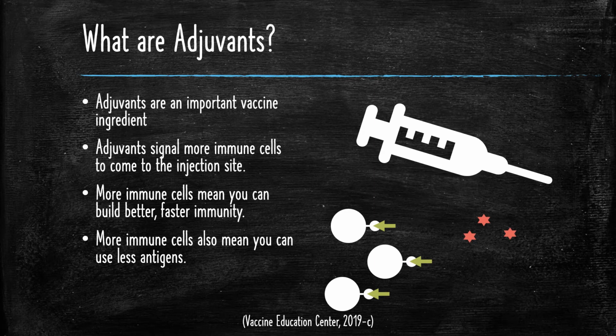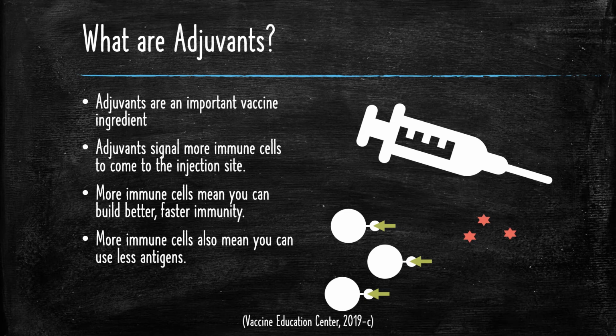This is really important because a lot of people get concerned about the number of antigens that are in vaccines. The number of antigens that are in current vaccines are actually less than were in previous vaccines. The original smallpox vaccine had more antigens in it than all of the childhood vaccines that are given now combined.